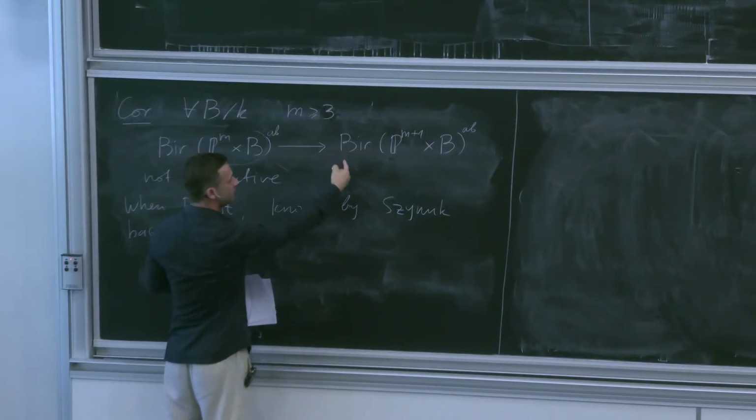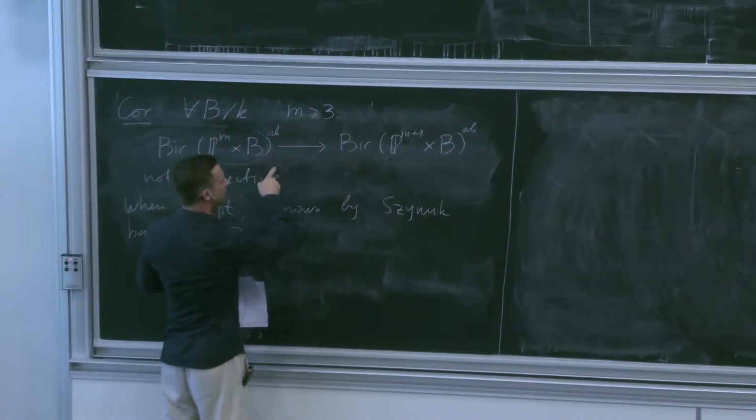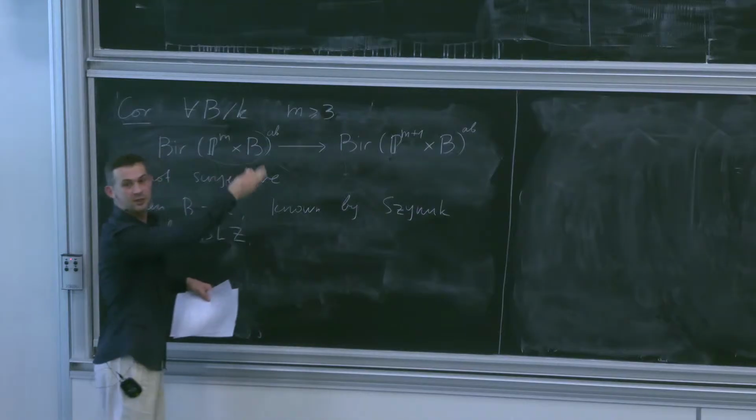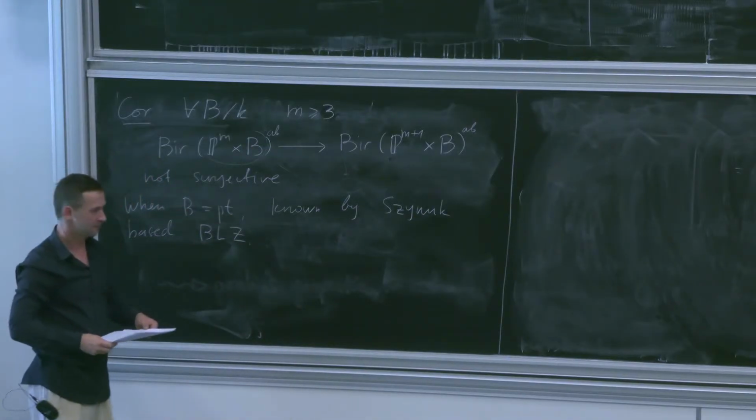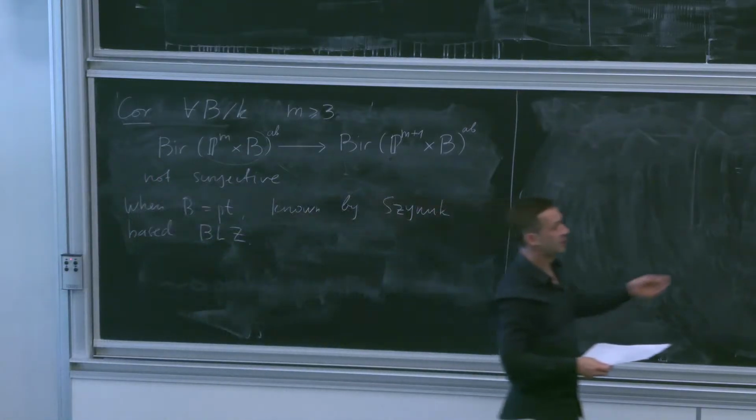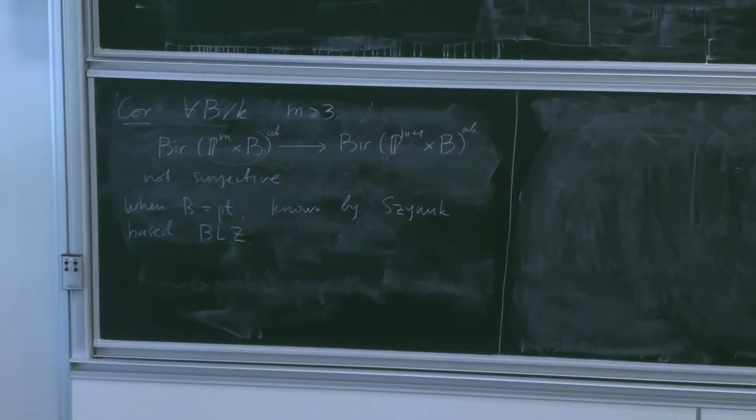If this were surjective, then the image here would be equal to the image of here times P1, but it's not. Okay, so it's an exercise to see how this follows. The point is that the center we blow up at the next stage is not divisible by P1.